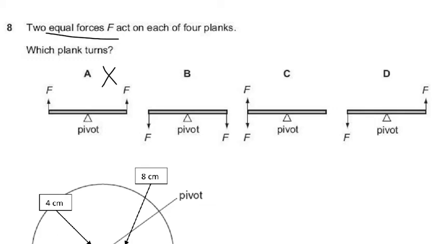All right, next. This downward force is going to cause a counterclockwise moment, anti-clockwise. This one will cause a clockwise moment. They're equal distances from the pivot, so that one's not going to move. Here we have a force downward and a force upward. They're acting at the same point and they're equal, so these are just going to cancel each other out, and that one's not going to move.